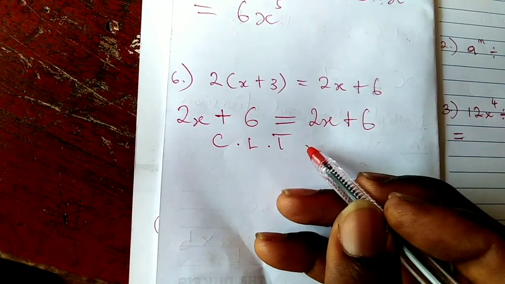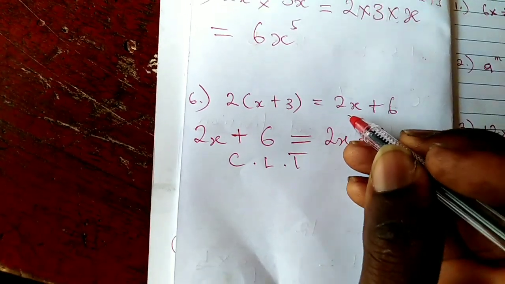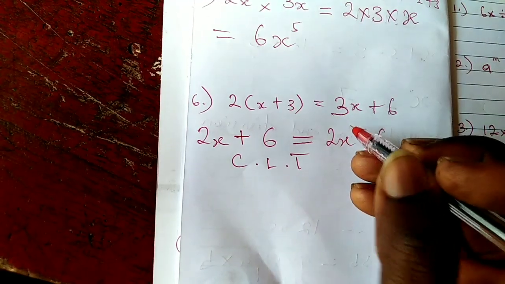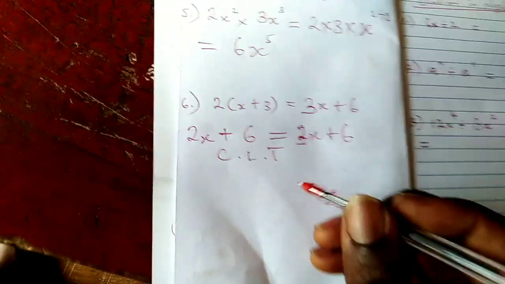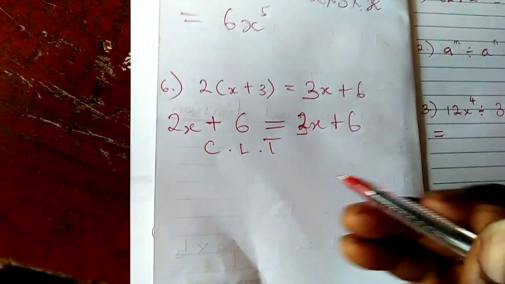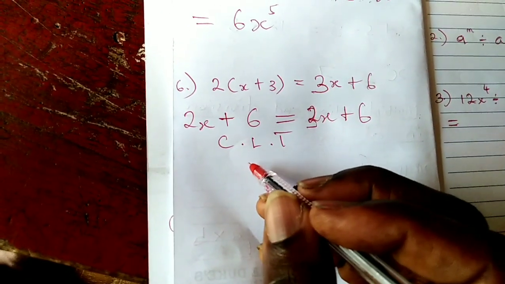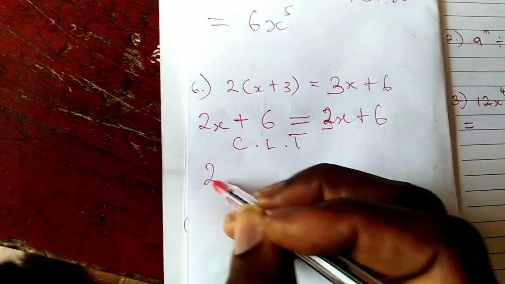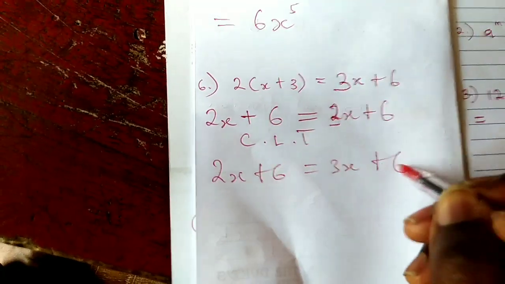And on this other side, sorry, the original question is 3. So here I'm having 2x and 3x. Look, in this other part, this 6 will cross to meet this. So we have something like this, 2x plus 6 equals 3x plus 6.